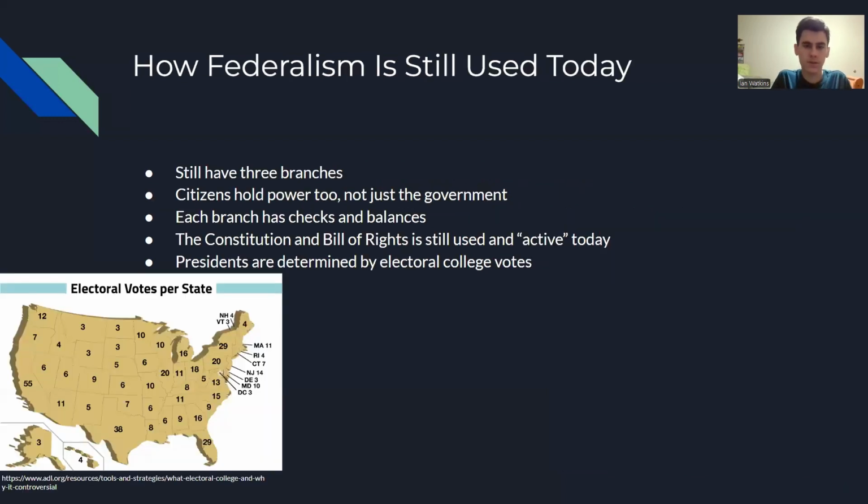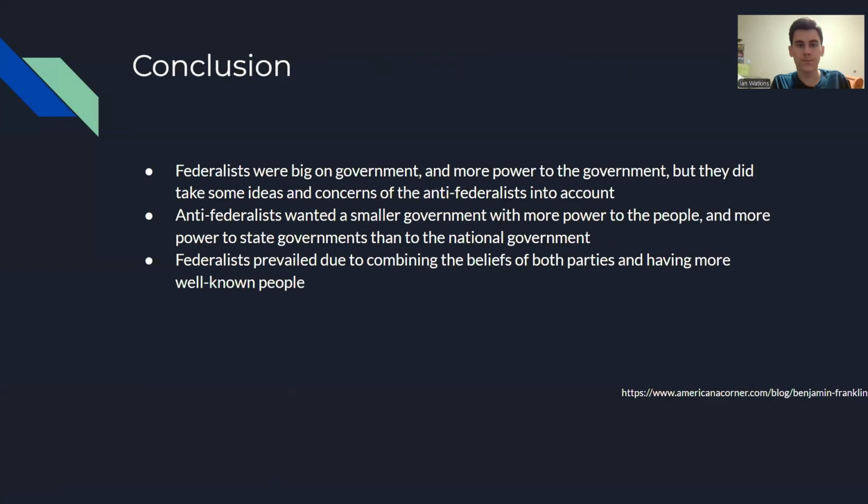So federalism is still used today. You have some different changes, but you have your big ones that are easy to look at and say, oh yeah, these are still the same. You still have your three branches of government. Citizens hold power too. It's not just the government. We still have the Bill of Rights. Each branch still has checks and balances. The Constitution and Bill of Rights is still used and active today. I mean, no one's disregarding it. And then your presidents are still determined by electoral college votes or the executive branch.